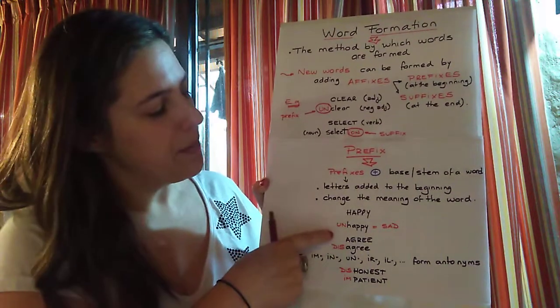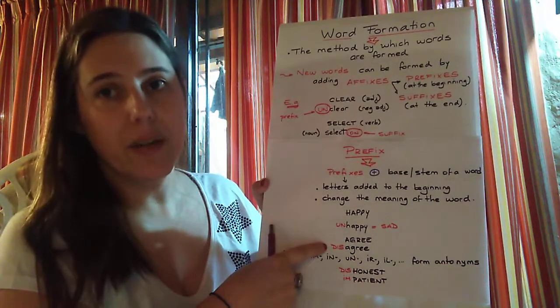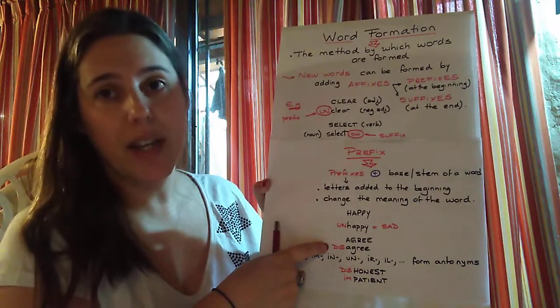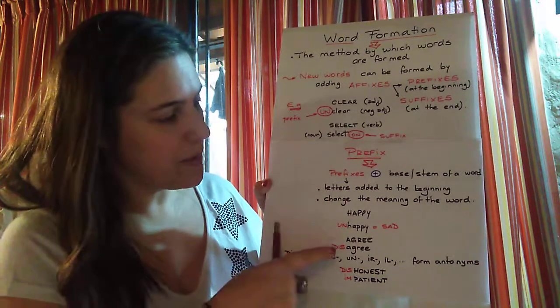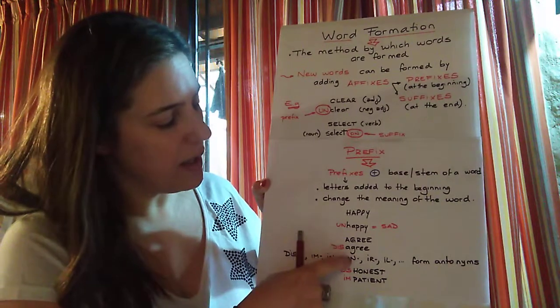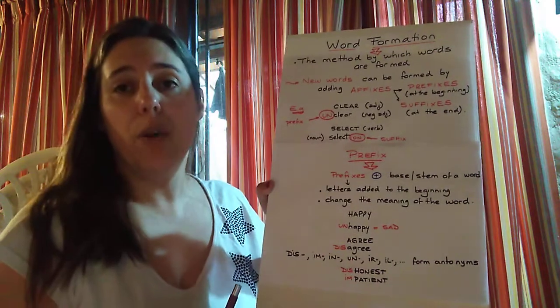Other examples, the verb agree, the negative disagree. I use the prefix dis to form the negative. Other prefixes to form antonyms: dis, im, in, un, ir, il, to form the negative.